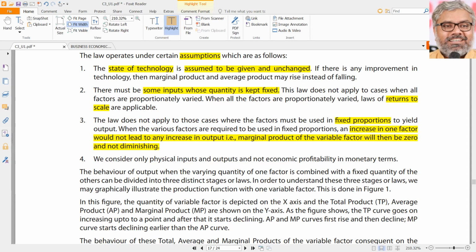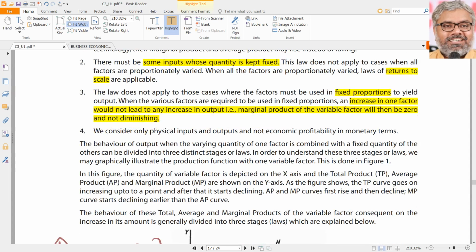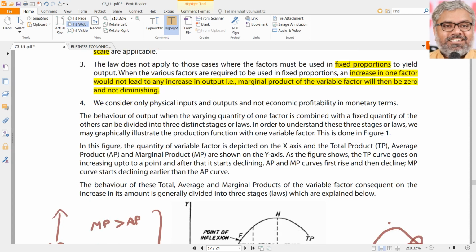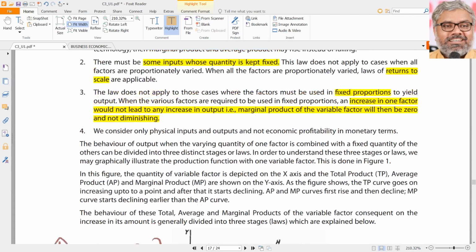It's an assumption once again, because all the factors cannot be changed here. Only one factor is changed at a time. But the requirement of that production, according to this situation, is they need a standard mix of all the inputs. When you are changing only one thing, others are not changing, the production will not increase. That means marginal product will be zero, if that is the case.